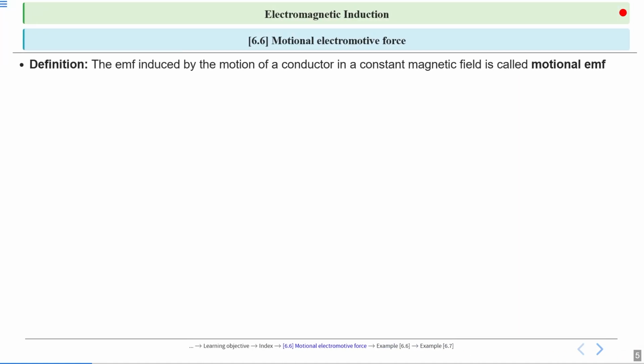So motional electromotive force, definition. The EMF induced by the motion of a conductor in a constant magnetic field is called motional EMF. By the name it is representing motional, it means due to motion. We are moving a conductor in the constant magnetic field. How we are moving that conductor, we are going to see.